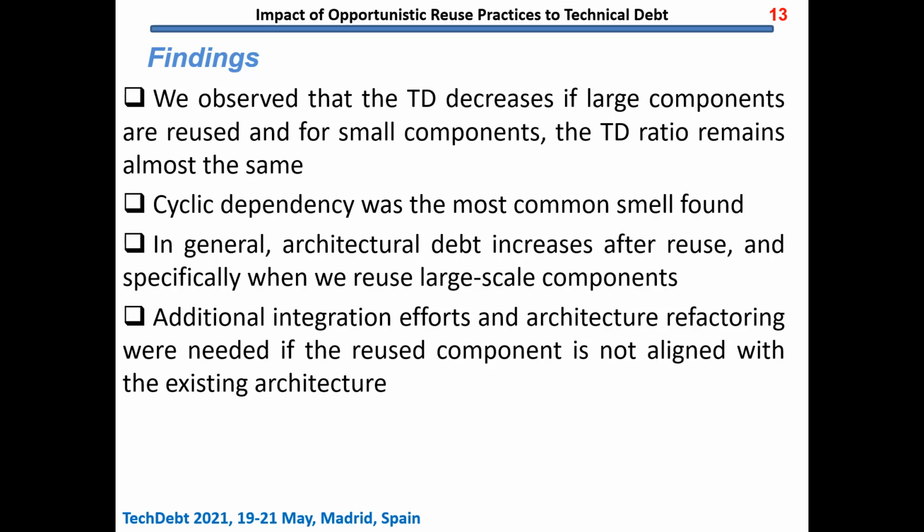Finally, the findings derived from our work are that we observe that the technical debt decreases if large components are reused, but in the case of small components, the technical debt ratio tends to remain almost the same. Cyclic dependency was the most common smell we found using Arcan and SonarQube tools, and the architectural debt increases after reuse, mainly when we reuse big components or large-scale components.